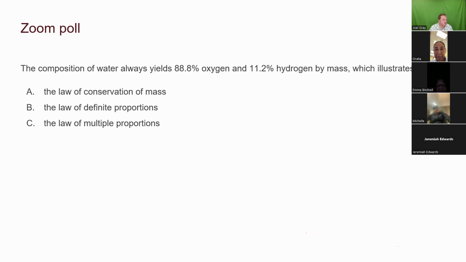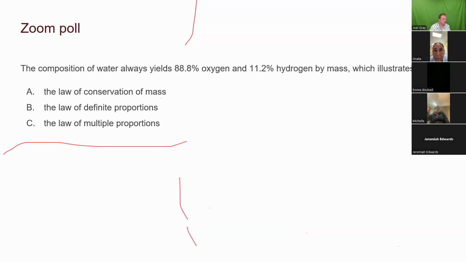Give another 10 seconds or so to answer this question. Right, I'm going to go ahead and end my poll, and I'm going to share the results. Okay, so the winning answer was definite proportions. Second was conservation of mass. And third was multiple proportions.